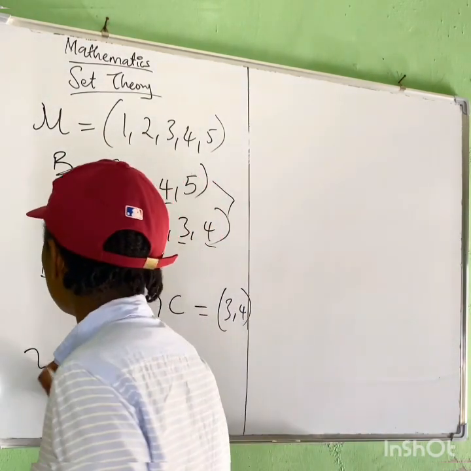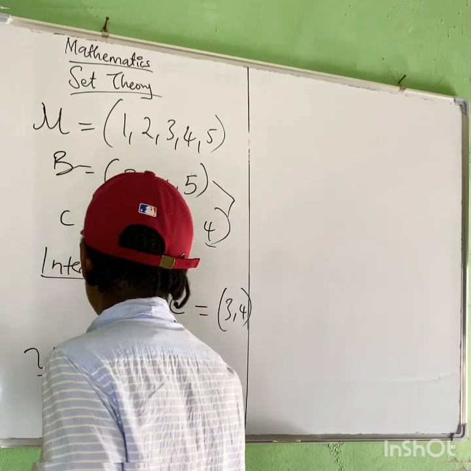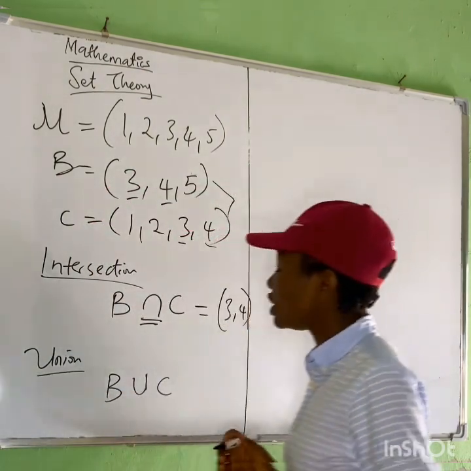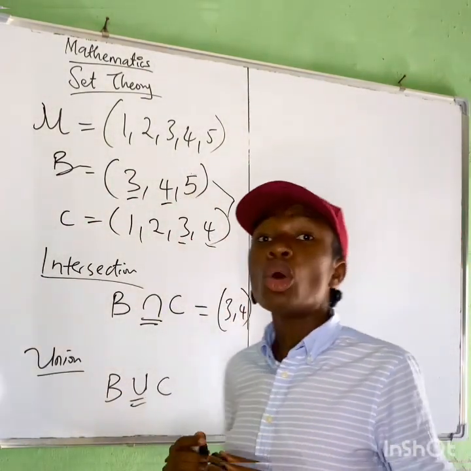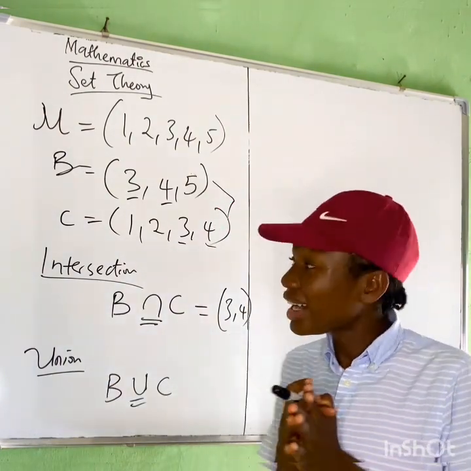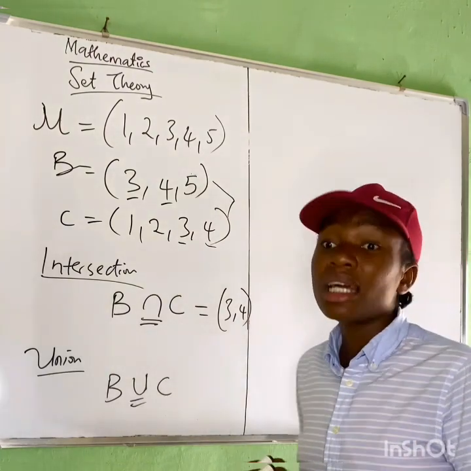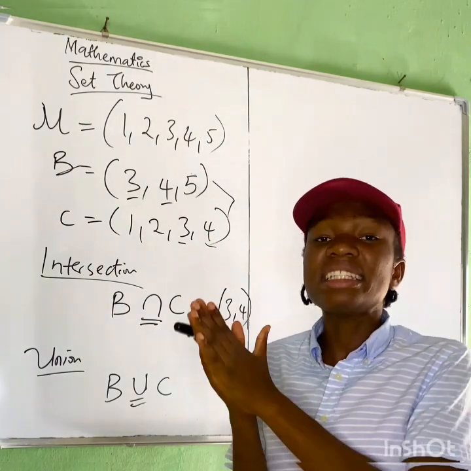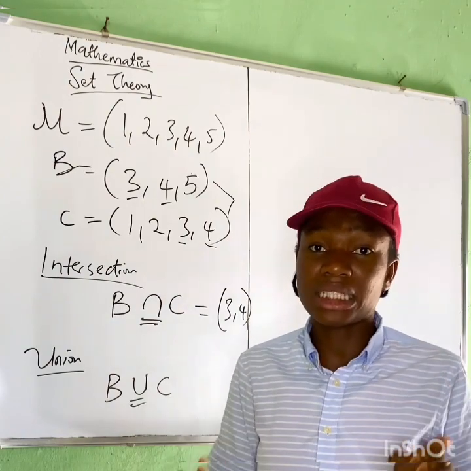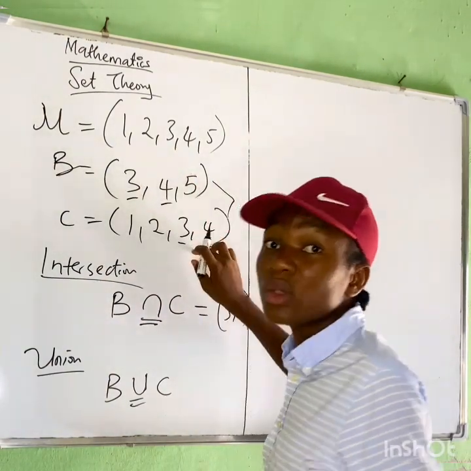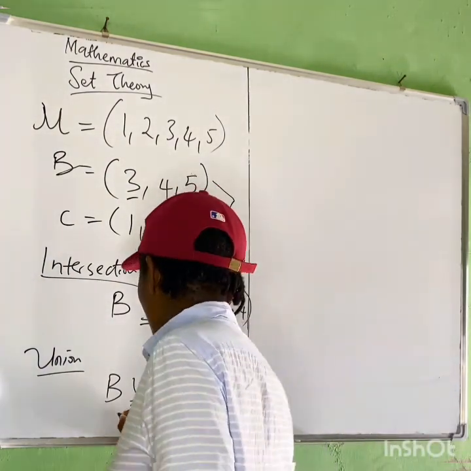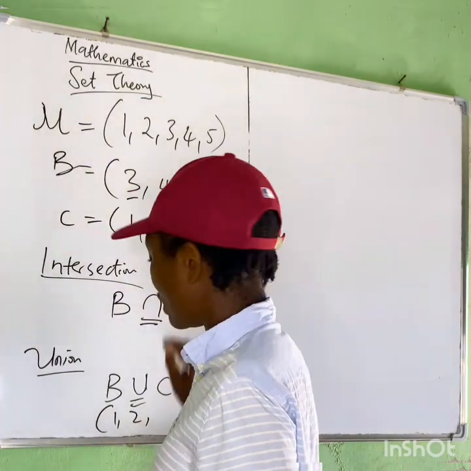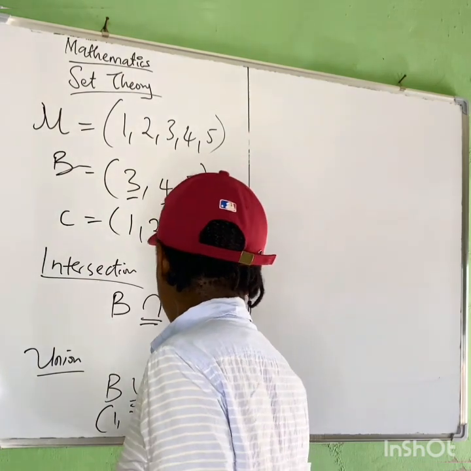Union is the other way around. Let's say we have B union C, and this is our B union C. We want to look at the union of the sets B and C. That means we want to merge the entire set together, whereas intersection is just looking at the similar elements. The union merges everything together without repeating any element. So since we have 1, 2, only one is going to go there. 3 is found in both places, so we'll only take it once. So we have 1, 2, 3, 4, and lastly 5.